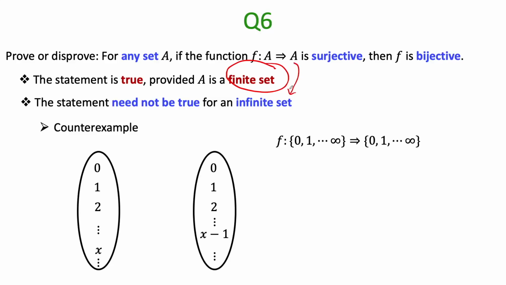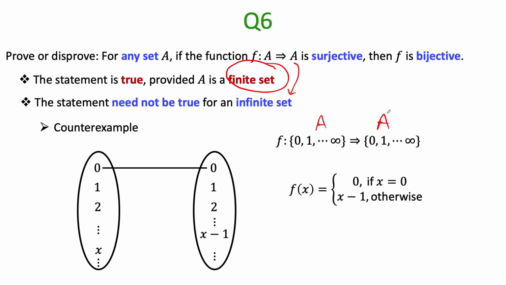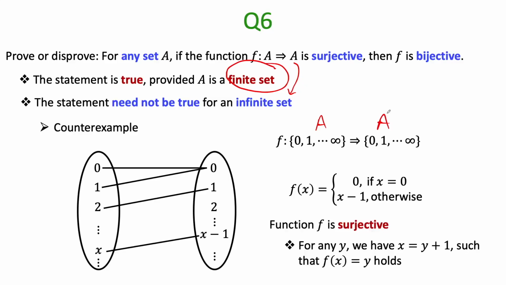Okay, so here is a counterexample. Imagine the function f given from the set 0 to infinity to the set 0 to infinity. So that is my set A, and the function is defined as follows. The mapping of 0 is 0 and the mapping of 1 is also 0. So clearly the function is not injective, not one to one. And what about the mapping of the remaining elements? The mapping of element 2 is 1, the mapping of element x is x minus 1, and so on.